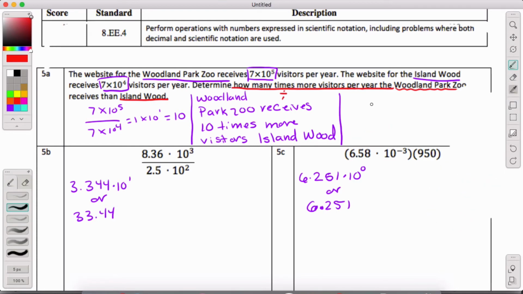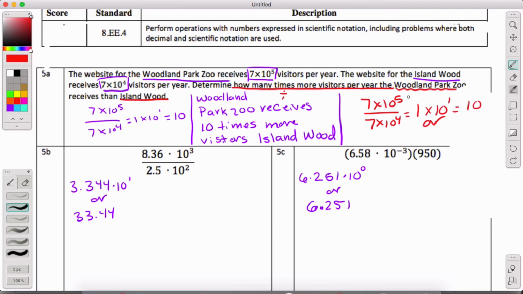So I want to know how many times Islandwood's visitors go into the total amount of visitors for Woodland Park Zoo. So I can write 7 times 10 to the 5th over 7 times 10 to the 4th. There's multiple approaches that you could do. You could do the standard exponent rule, subtract, and then divide. What I mean by that is divide 7 by 7, getting 1 times 10, since 5 minus 4 is 1, giving you 1 times 10, or 10. So there's that approach.